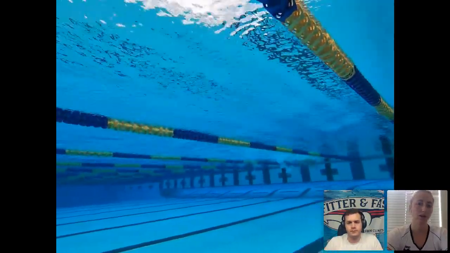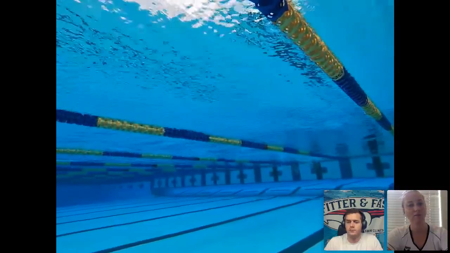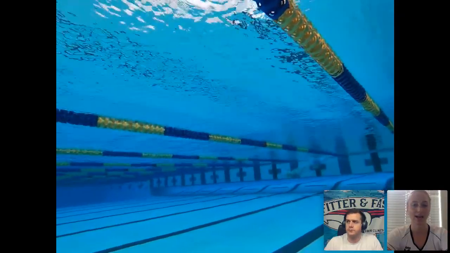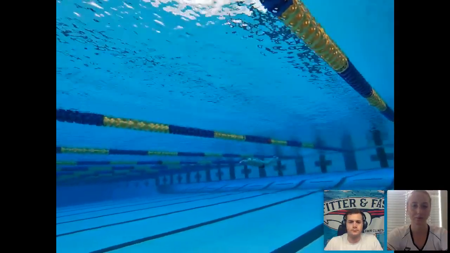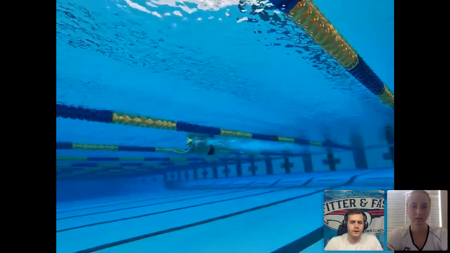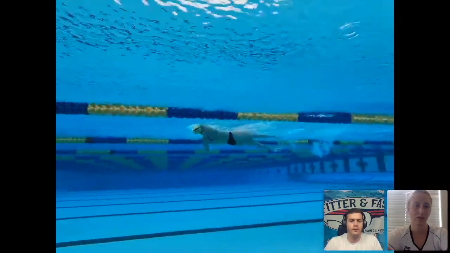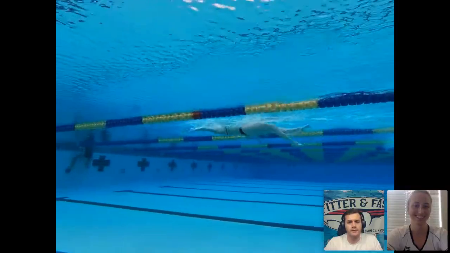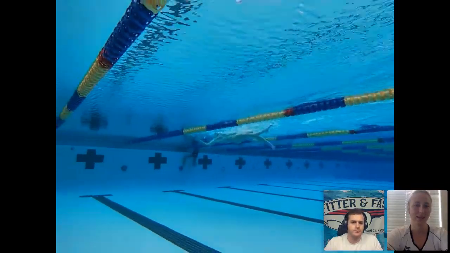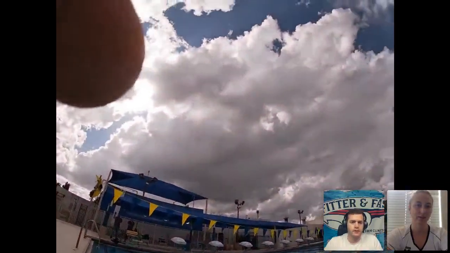So yes, this is really working on, again, trying not to cross over at the top of my catch so I can get straight into that high elbow form. Very nice. You have wonderful ankle flexibility, by the way. Thanks. And I'm trying to keep my hips riding nice and high in the water.